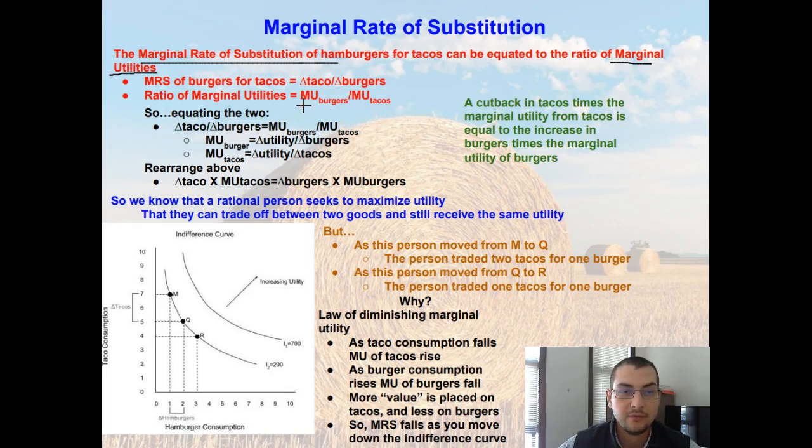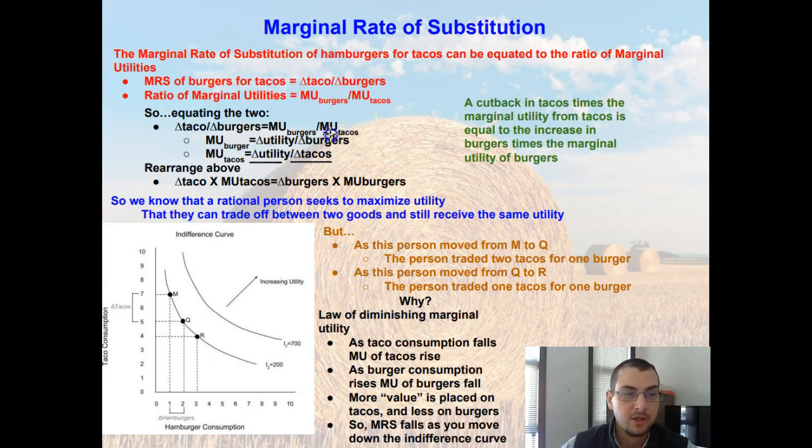So if we have marginal utility of burgers on top, and that marginal utility of burgers is equal to the change in utility divided by the change in burgers. If you remember way back when we introduced marginal utility, we said marginal utility was equal to the change in total utility divided by the change in consumption. That's where this formula is coming from. We're equating this all the way back to one of the beginning videos of this chapter. Then for the marginal utility of tacos, we have change in utility divided by change in tacos.